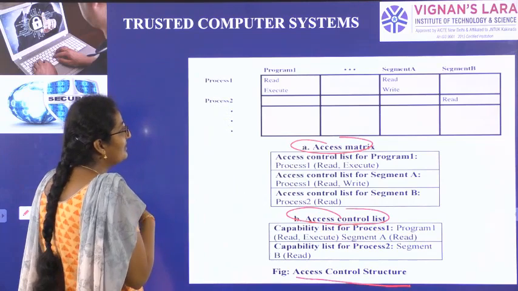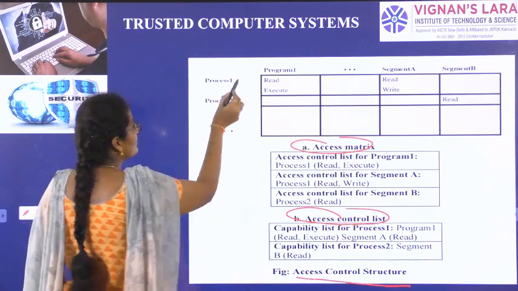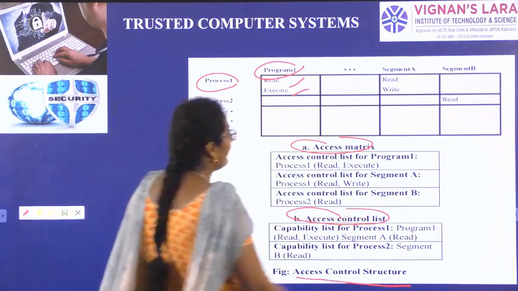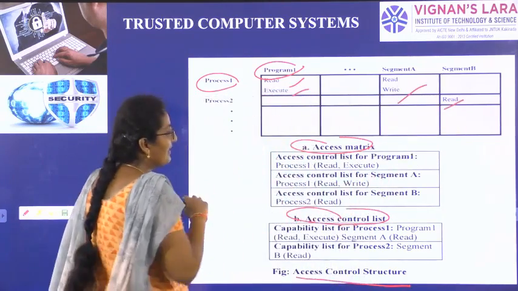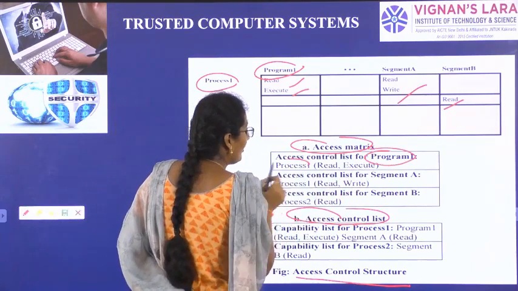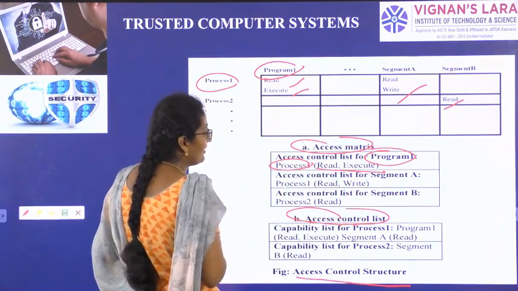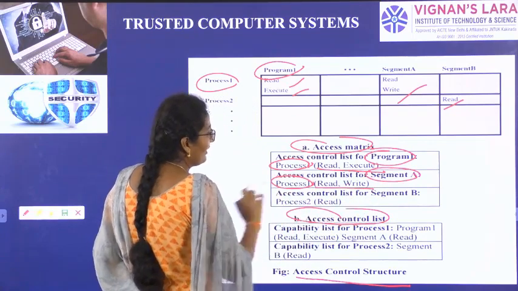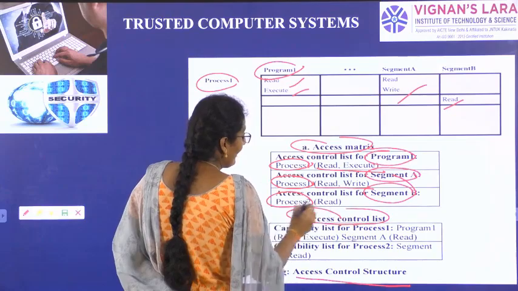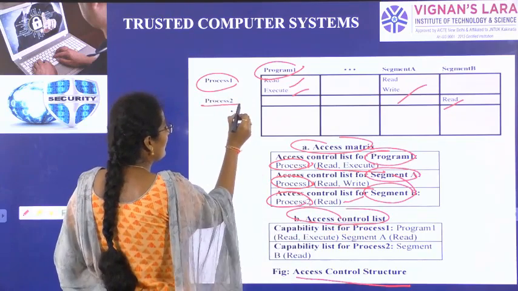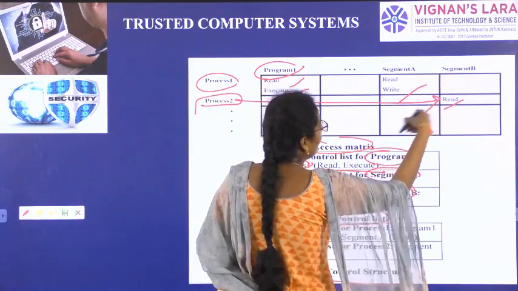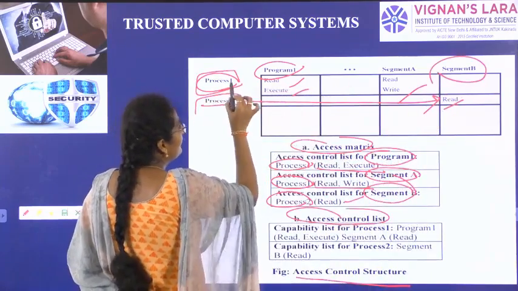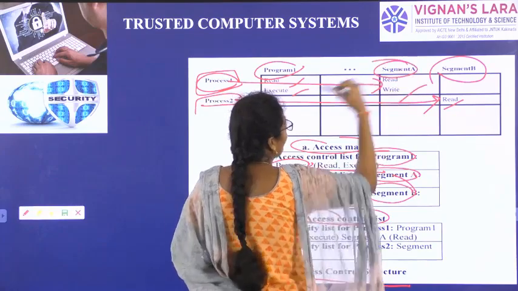Where did we get that? We have to create a matrix based on processes, programs and the permissions given. We can give read, write and execute permissions. As per the table, for program 1 in process 1 we have read and execute permission. In segment A we have read and write permission for process 1. In segment B, process 2 has read permission.